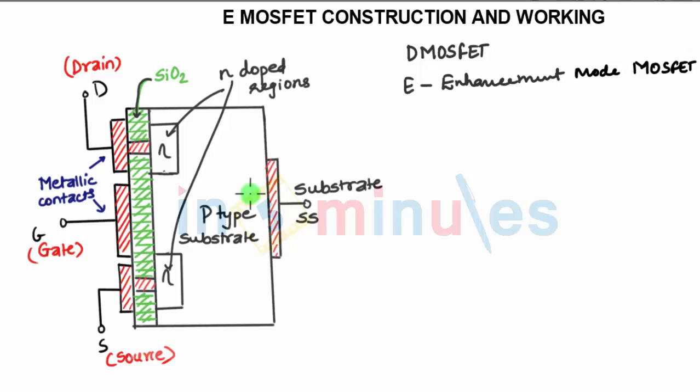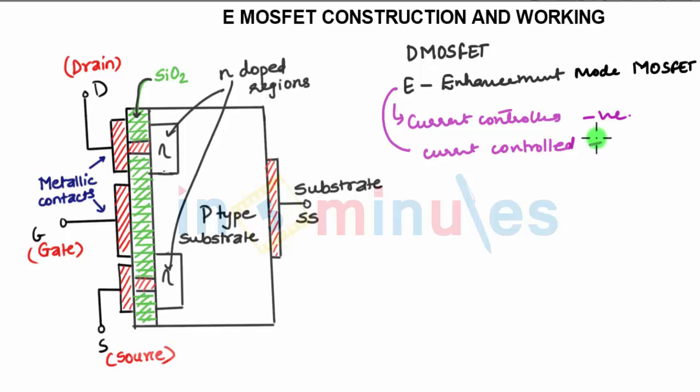Now what you can see, the construction is very much similar to the D Mosfet, but you can say how the current is controlled. Current is controlled in N channel device. In the D Mosfet it is controlled by the negative gate voltage, whereas in the E Mosfet current is controlled by the positive gate voltage. This is the difference between the working of D Mosfet and E Mosfet.